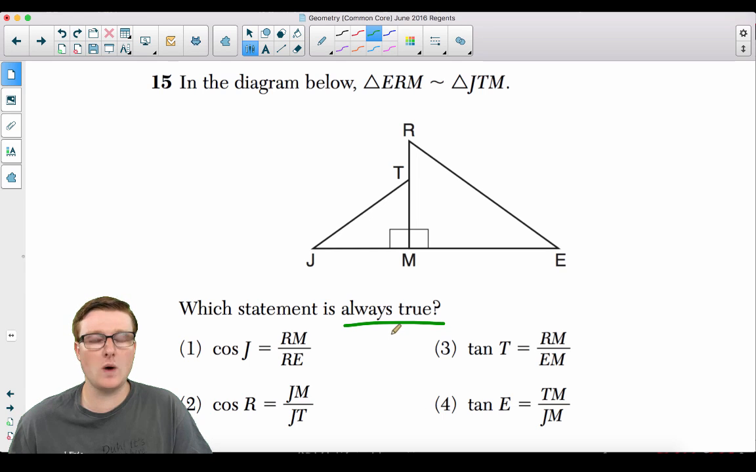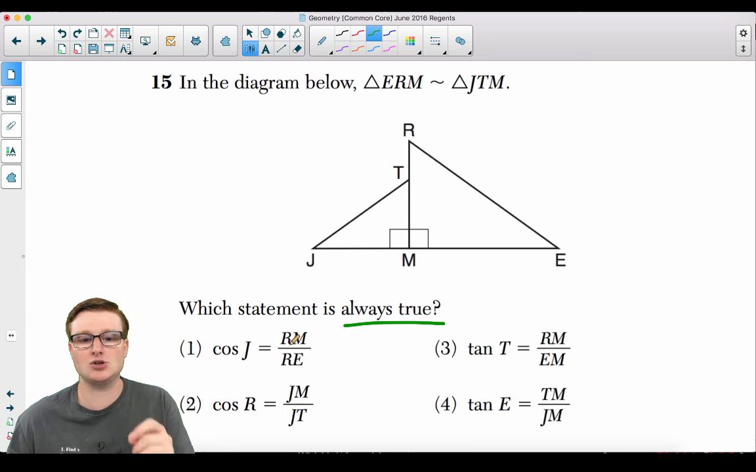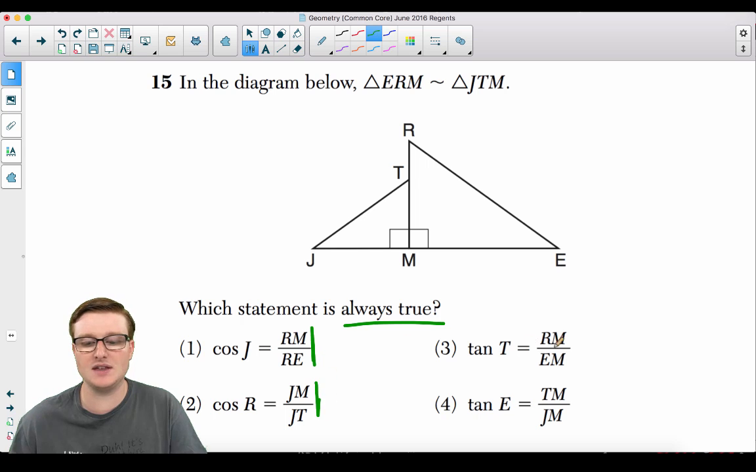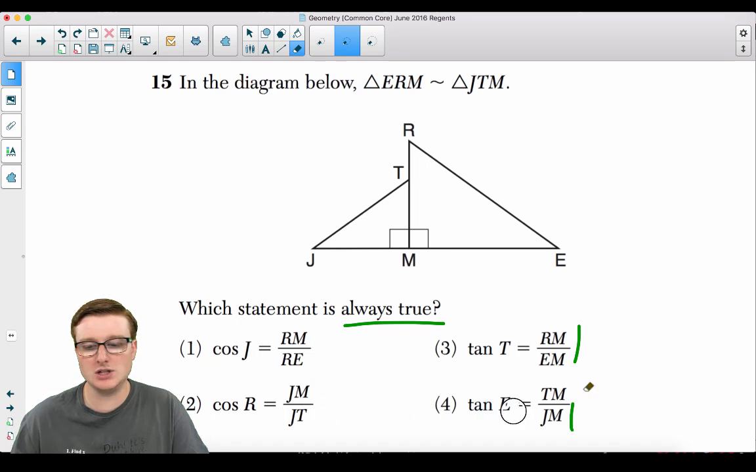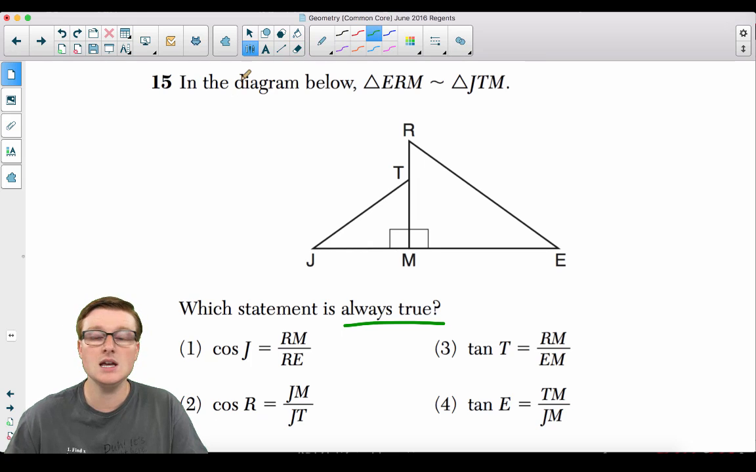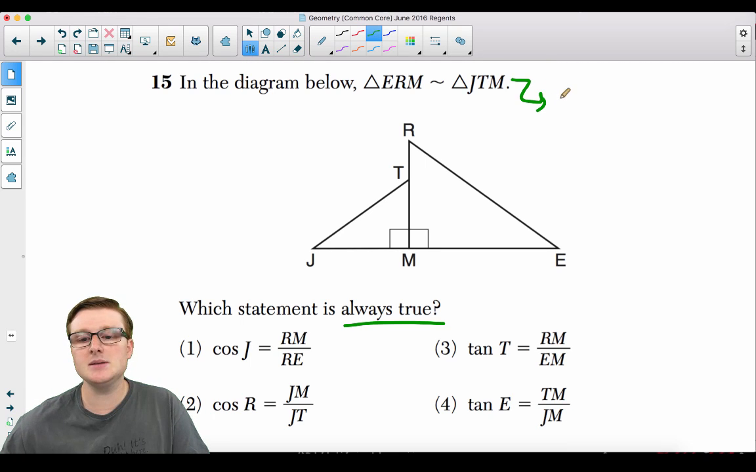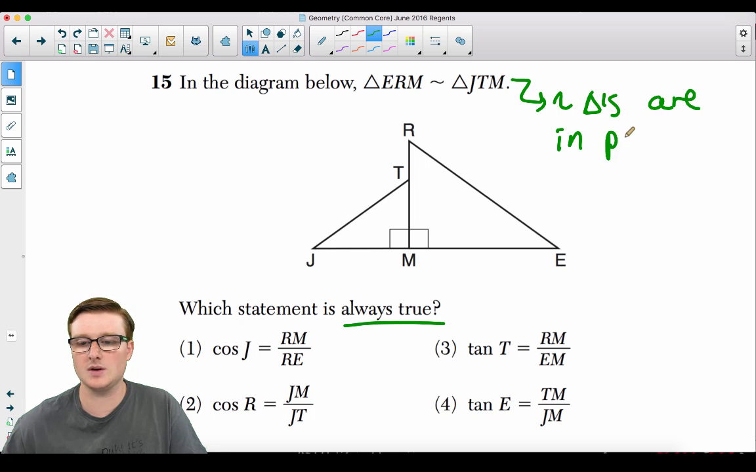In this particular question, if you went through the answer choices, you understand that the angles are not in the same triangle as the side measurements that they give you as the answer choices. So you might have been confused when doing this question. Well, this is what you have to know. Similar triangles are in proportion.